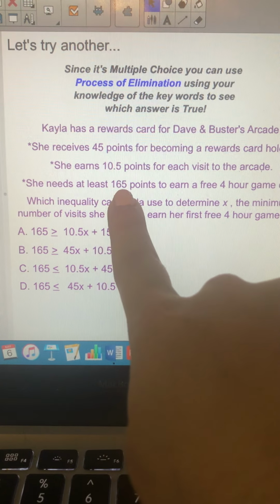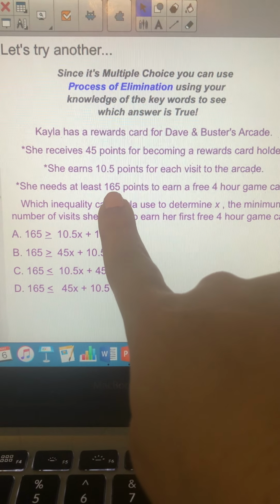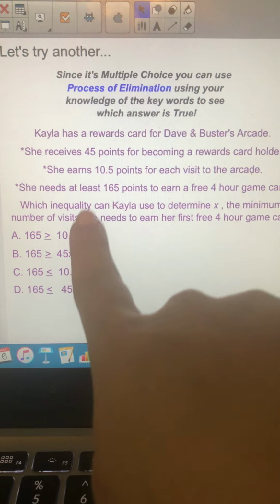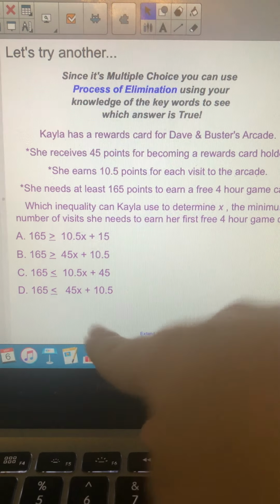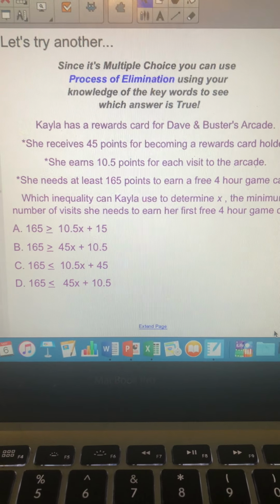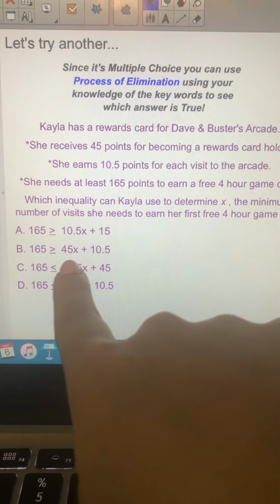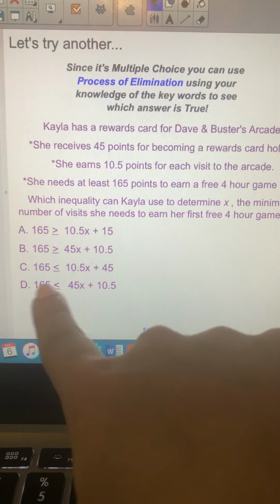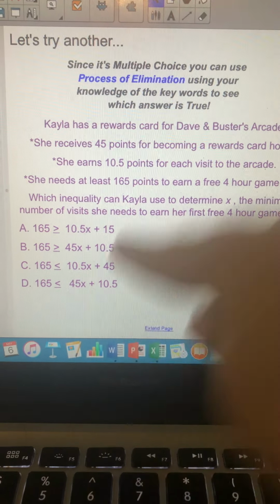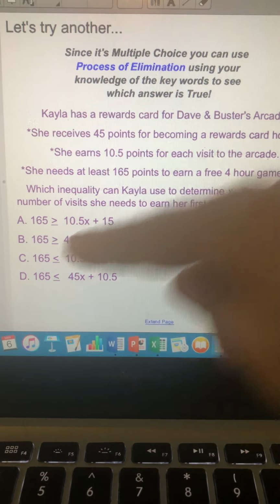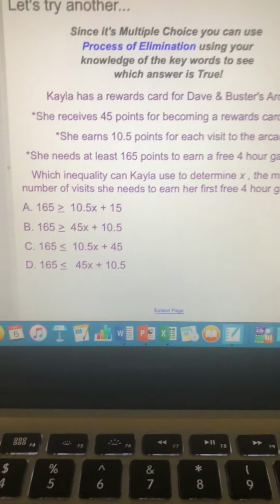She needs at least that. So it's going to be greater than or equal to. So when I go to my inequalities, the problem is my inequalities are backwards. Look, guys, my solutions are on the left and my expressions are on the right. So the first thing we need to do is rewrite our inequalities. And I want to just review how we do that.